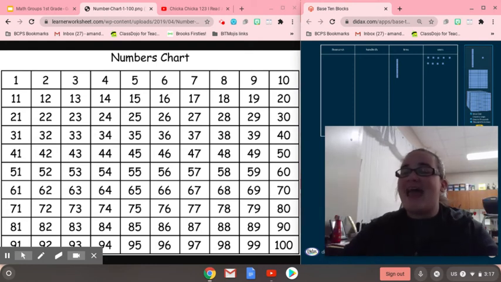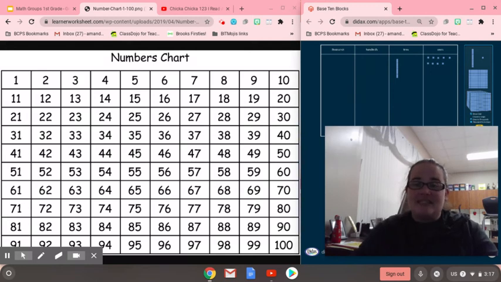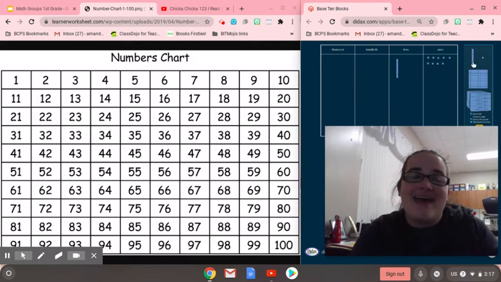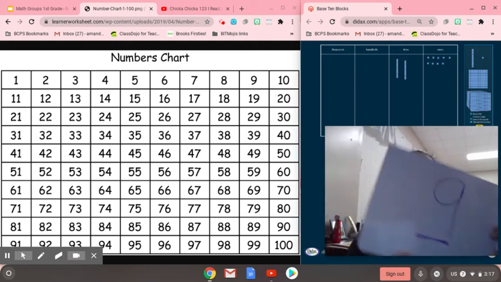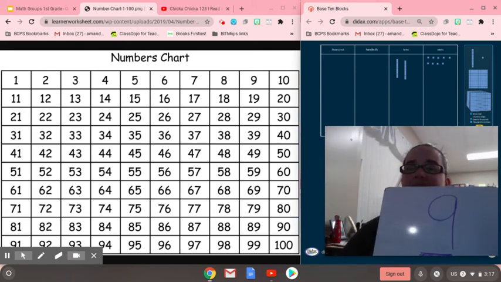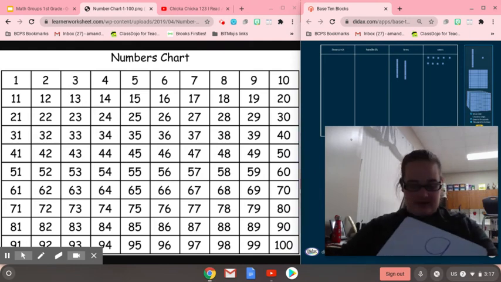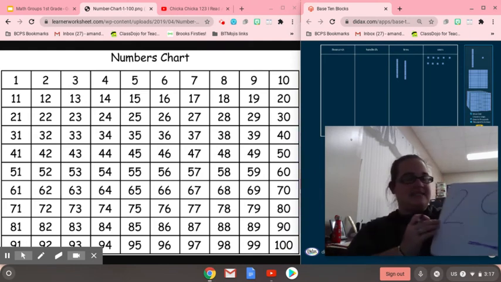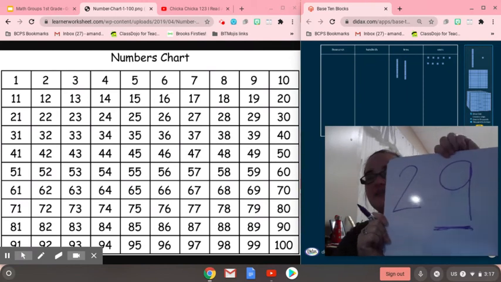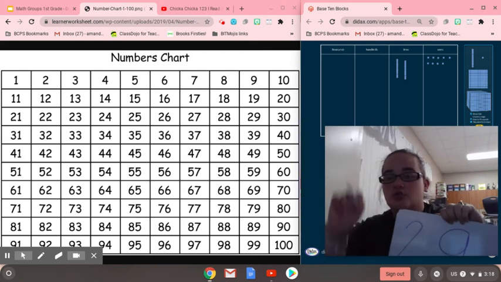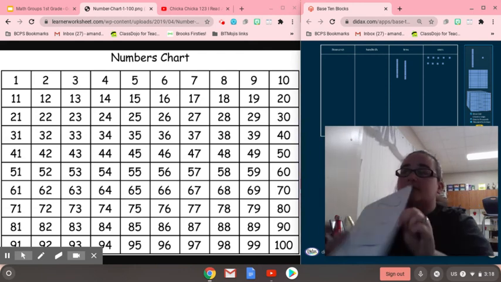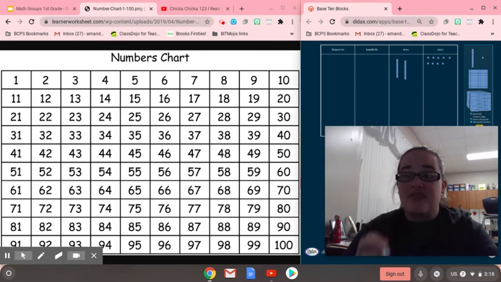Now watch this. Miss Neal wants to add 10. So I have 19 right now, but I want to add a 10. How many do I have now? I don't have 9 anymore. Now I have 2 groups of 10. So now I have the number 29. And notice the 2 is in the tens place because how many of those sticks do I have? 2 sticks.